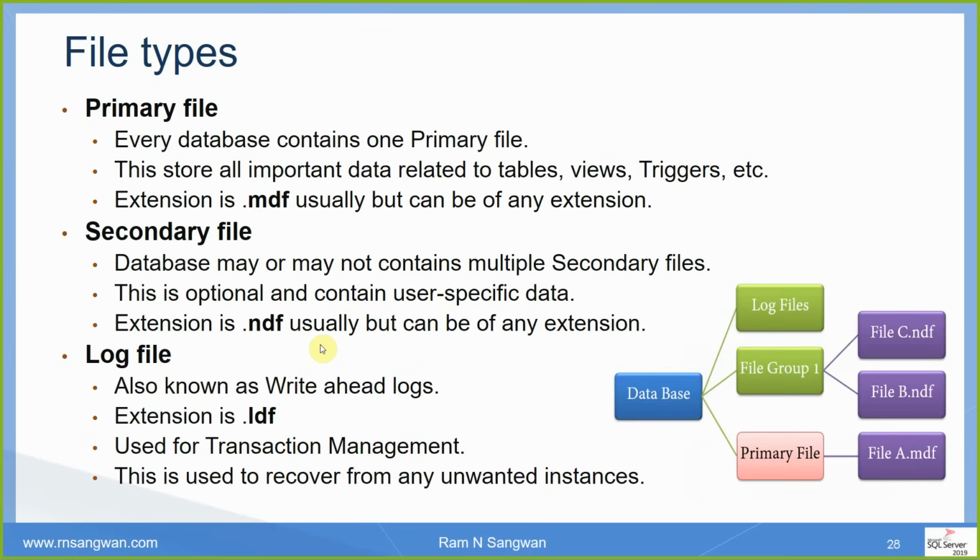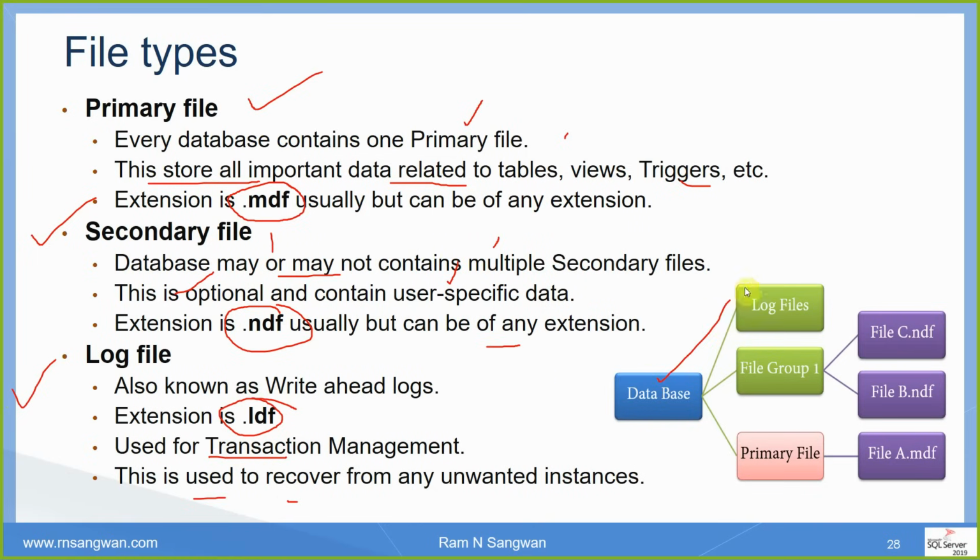So what file types can be used here? We have different types of files, like the primary file. Every database contains one primary file. It stores all important data related to tables, views, triggers, etc. The extension of this file is MDF, but it can be any extension. Then the secondary file. Generally, in the primary file we keep system data also, and in the secondary file we keep user-specific data. The extension generally is NDF, but can be any extension. Then we keep the log file, which has LDF as an extension, and we keep logs. This is used to recover from any unwanted instances or transactions. You know the purpose of logs always.